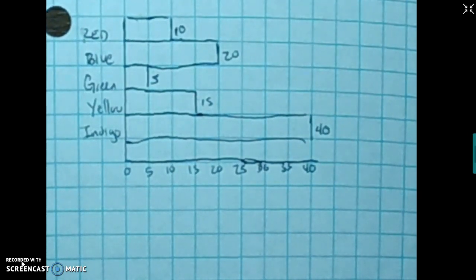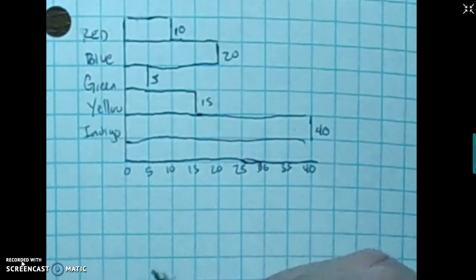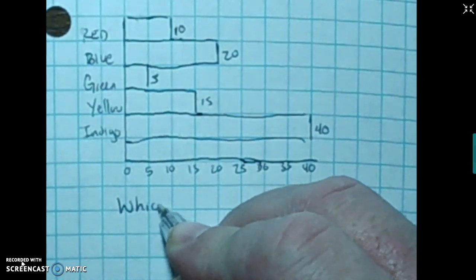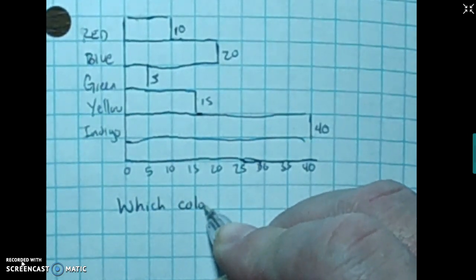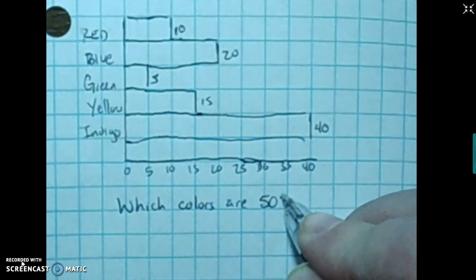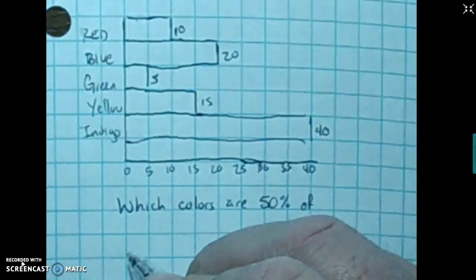Alright, ready? Which colors, pay attention, this is kind of a tricky one. Which colors are 50% of my data?